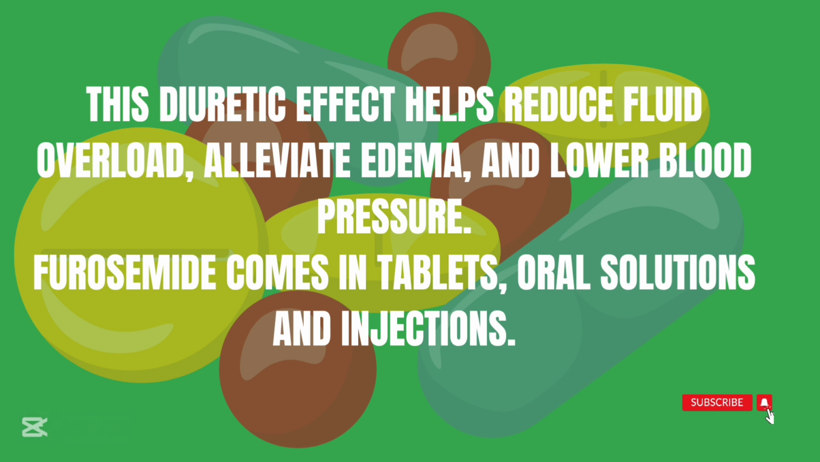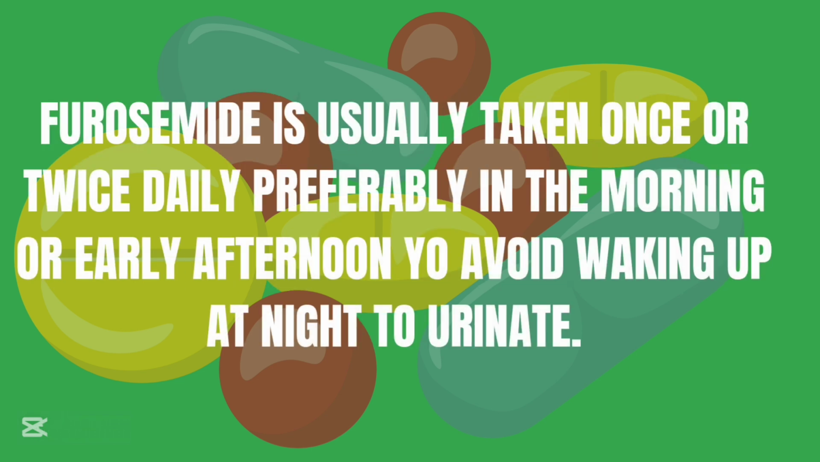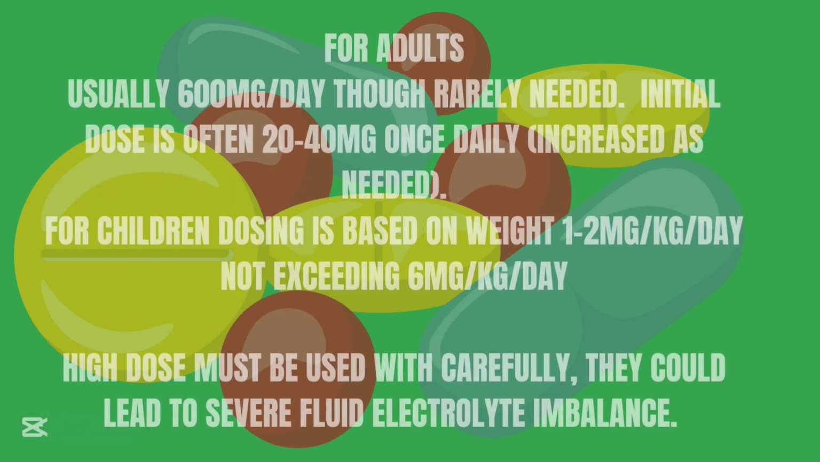Furosemide comes in tablets, oral solutions, and injections. Furosemide is usually taken once or twice daily, preferably in the morning or early afternoon, to avoid waking up at night to urinate, which might cause discomfort to the patient's sleep.